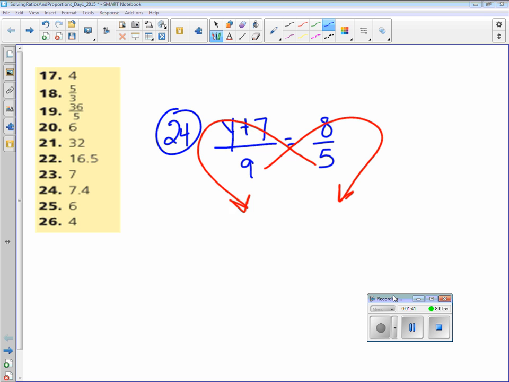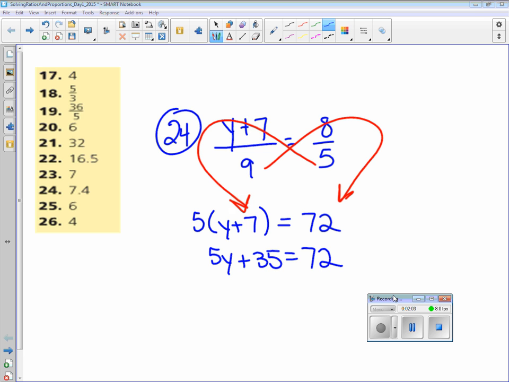We have to be very careful. 9 times 8 is what? Okay, so that's on the right-hand side. On the left-hand side, I have to take the 5 and distribute it, or multiply it, to both the y and the 7. So that's probably where you made your mistake. 5 times y is 5y. 5 times 7 is 35. And then we have it equal to 72.